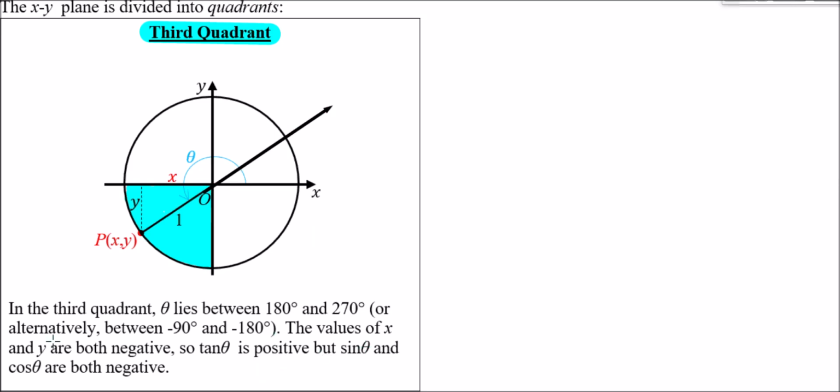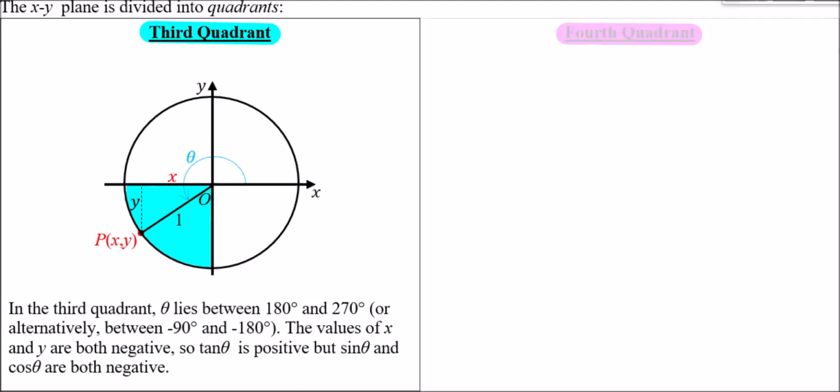But sine theta and cos theta are both negative. Remember that sine theta is the y-coordinate of P. The y-coordinate here is negative because it's below the x-axis. And cos theta relates to the x-coordinate of P. P here is in the negative portion of the x-axis, so it makes sense that cos theta again is negative. So the only one positive in the third quadrant is tan theta.